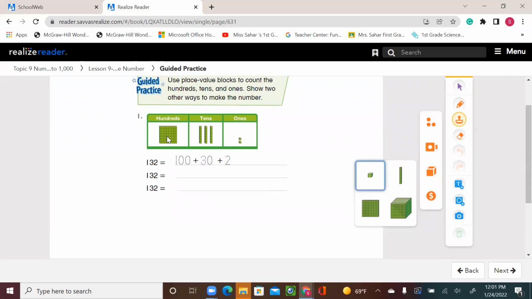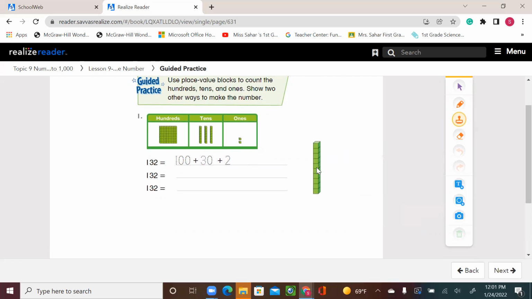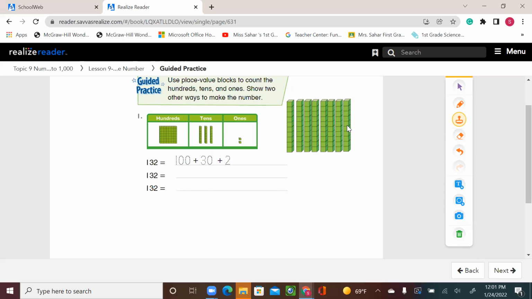As I see here, I have 100. For the second example, I'm going to break the 100 into tens. This is the second way. I'm going to put 1, 2, 3, 4, 5, 6, 7, 8, 9, 10. So this is my first 100. And then I'm going to add the 30. 1, 2, and 3.